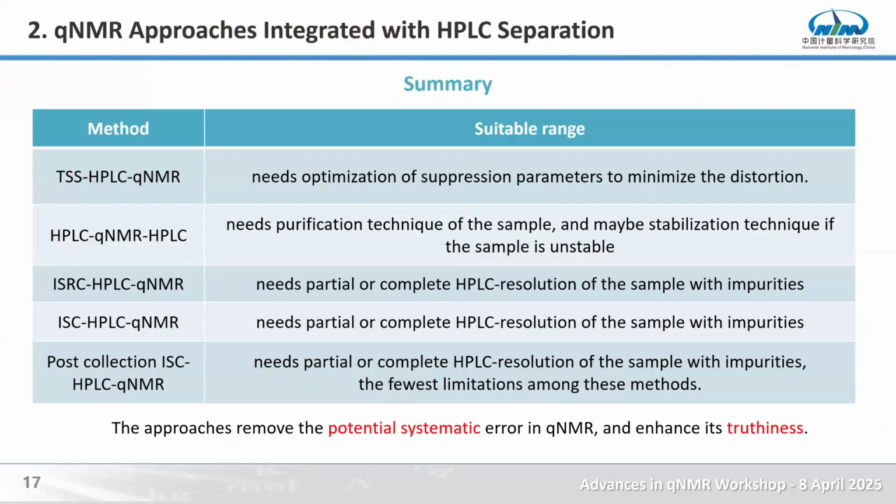In part 2, we introduced 5 qNMR approaches integrated with HPLC separation. These methods are suitable for different ranges. Among these methods, the last one, the post-collection ISC HPLC qNMR method, has the fewest limitations on the collection process. Our goal is to develop this method to remove the potential systematic error in qNMR and enhance its accuracy and applicability.